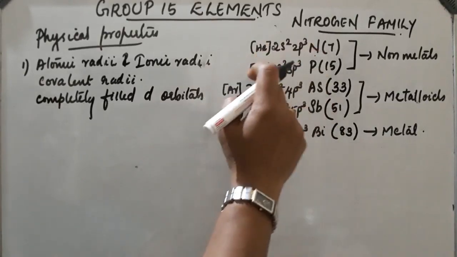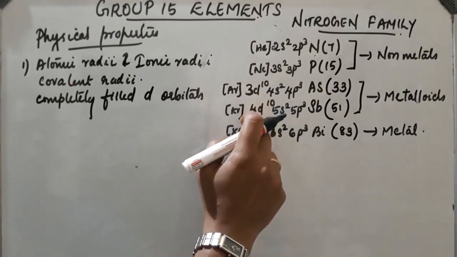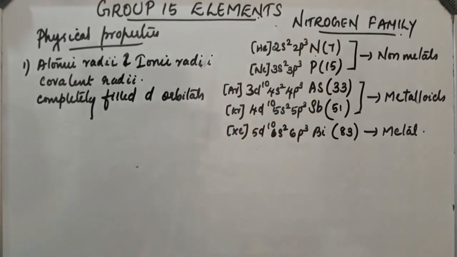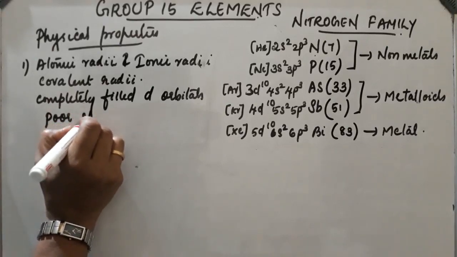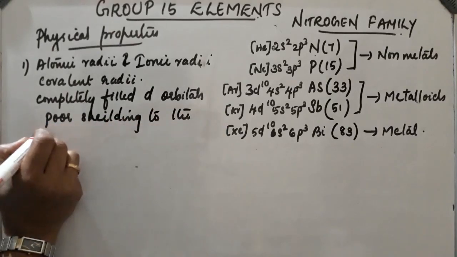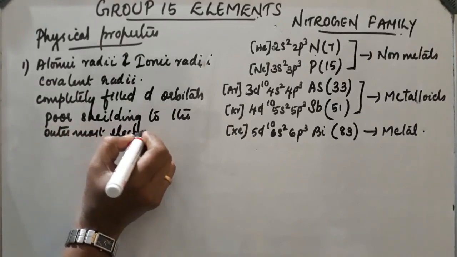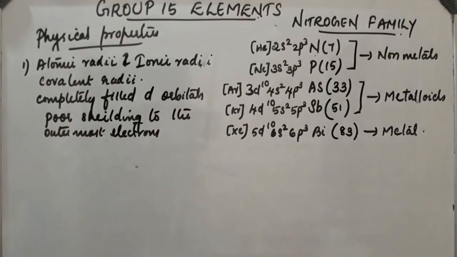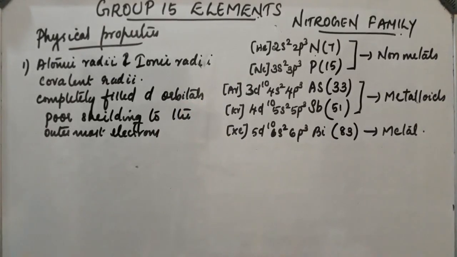So, from arsenic to bismuth, 3d10, 4d10, all are completely filled. Due to these completely filled d orbitals, there is poor shielding to the outermost electrons, and thus there is a small increase in atomic radii from arsenic to bismuth. This is the first point.